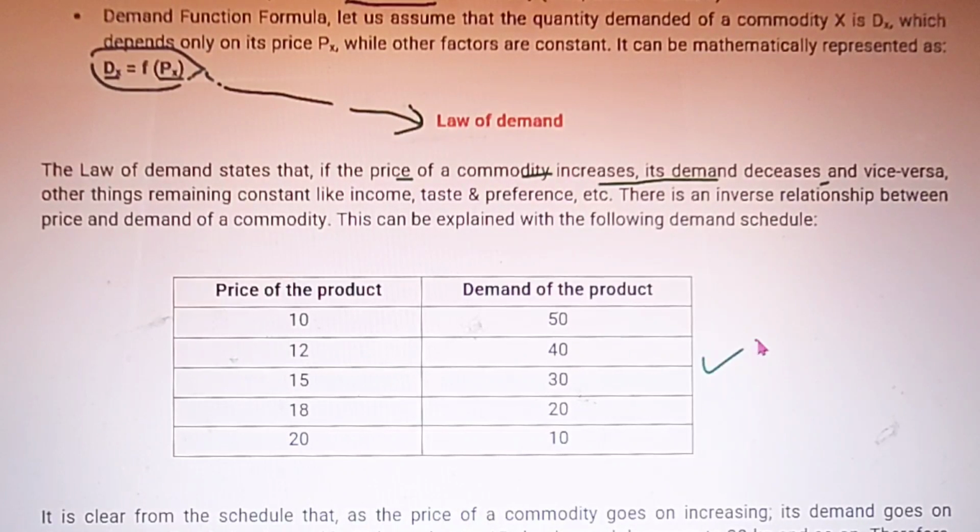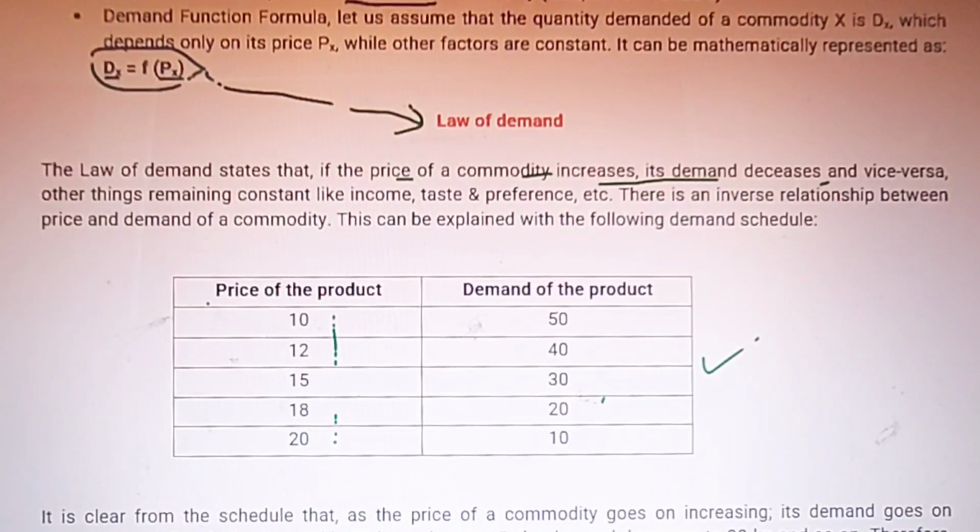This is clear from this particular schedule. As you can see here, there are two columns. One is of the price, and the next one is of demand. Okay, and as you can see here, the price of the product keeps on falling and the demand keeps on increasing. As the price of the product goes on increasing, the demand of the product goes on decreasing. You can also make this table in the inverse way, right?